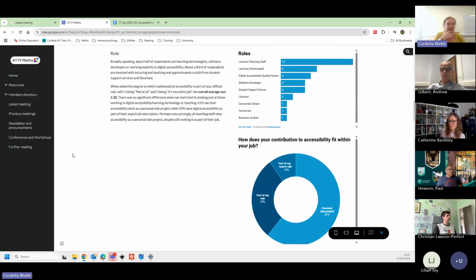But then it was quite interesting seeing how the groups split between teaching staff, lecturers, and learning technologists, and then larger other people, and how much people view accessibility as actually part of their job. Turns out, no, most of us don't. Most of us are here for fun.